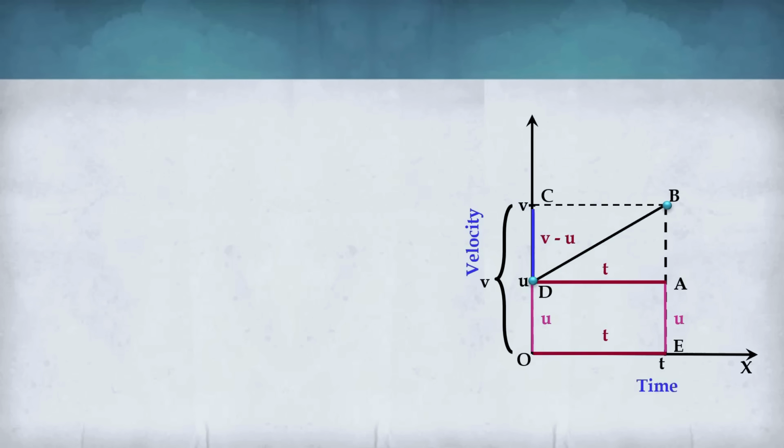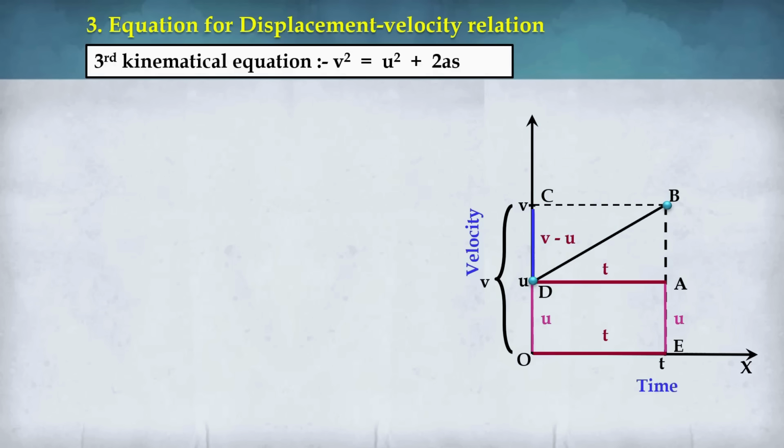Now let us derive the third equation of motion, which gives the relationship between displacement and velocity. The third kinematical equation of motion states that the square of the final velocity is equal to the square of the initial velocity plus 2 multiplied by acceleration multiplied by displacement. To derive this equation, we again use the velocity-time graph.